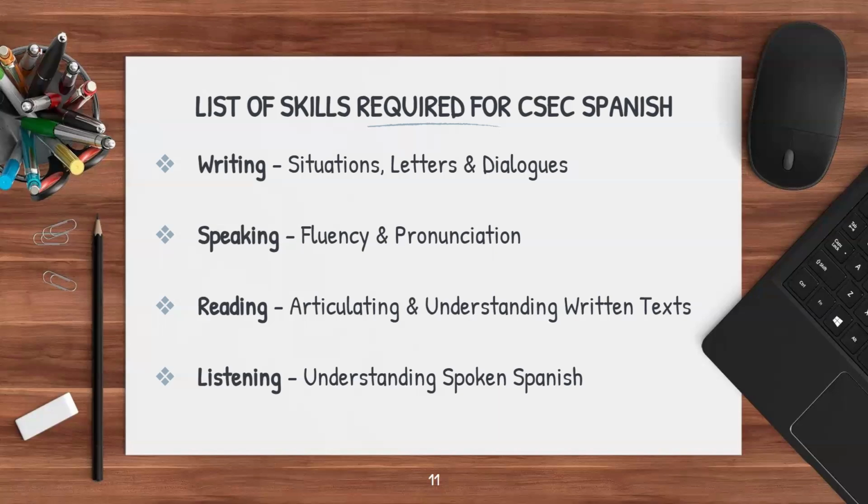The next component is reading. It's going to be looking at how you articulate, right? Like the reading passage you have to do for the oral exam. So articulating and understanding written text. And the final skill that you need to acquire for CSEC Spanish is going to be listening, understanding spoken Spanish. This is obviously going to be needed for the listening comprehension for paper 1, and this is also going to be necessary for the oral guided conversations for paper 3. Okay?